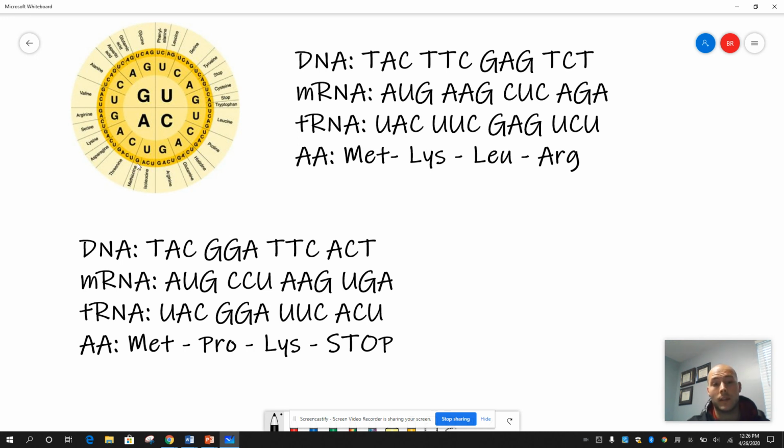Again, if you don't like using this wheel here, you can use that chart, the square chart that's in the PowerPoint, or you can just Google search amino acid chart and you'll get tons of different options.